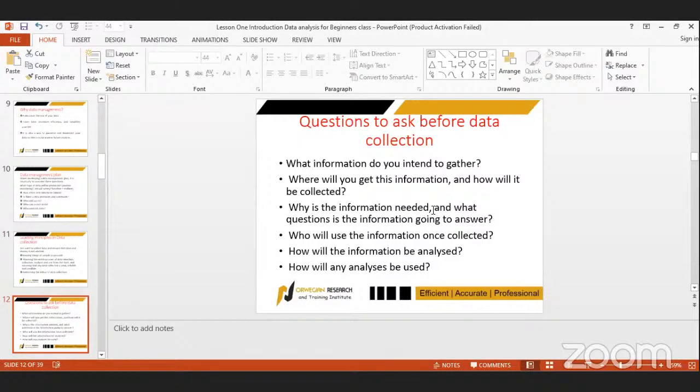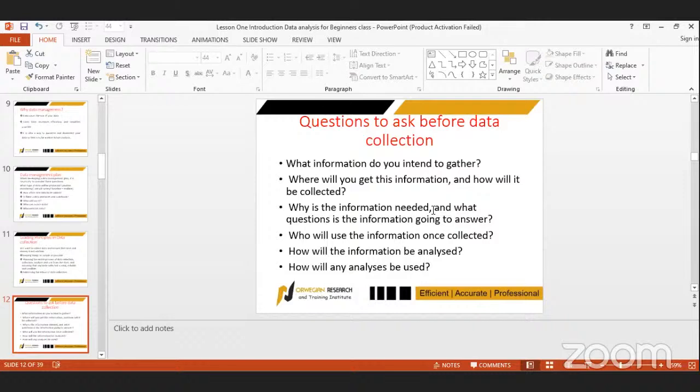So what information do you need to gather? You must be able to know what information I need to gather. Now, this question is tied to what my variables are, and do I have enough information pertaining to every variable in my study? Where will you get this information and how will you get it?